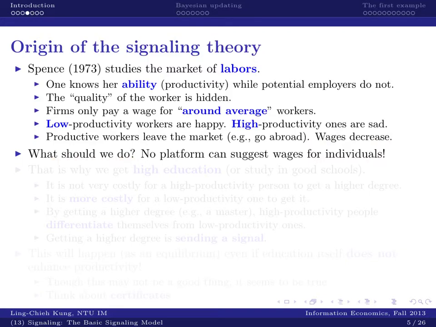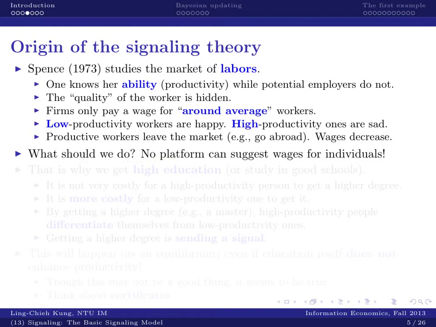It's probably harder than the previous case, right? Because in this case, there cannot be a platform where you enter some basic information of a job candidate, and then there are some suggestions for wages for this individual. Yeah, it's too hard because people are not cars. People are not items, and there is no purely objective way to judge individuals. So such a platform is hard to exist.